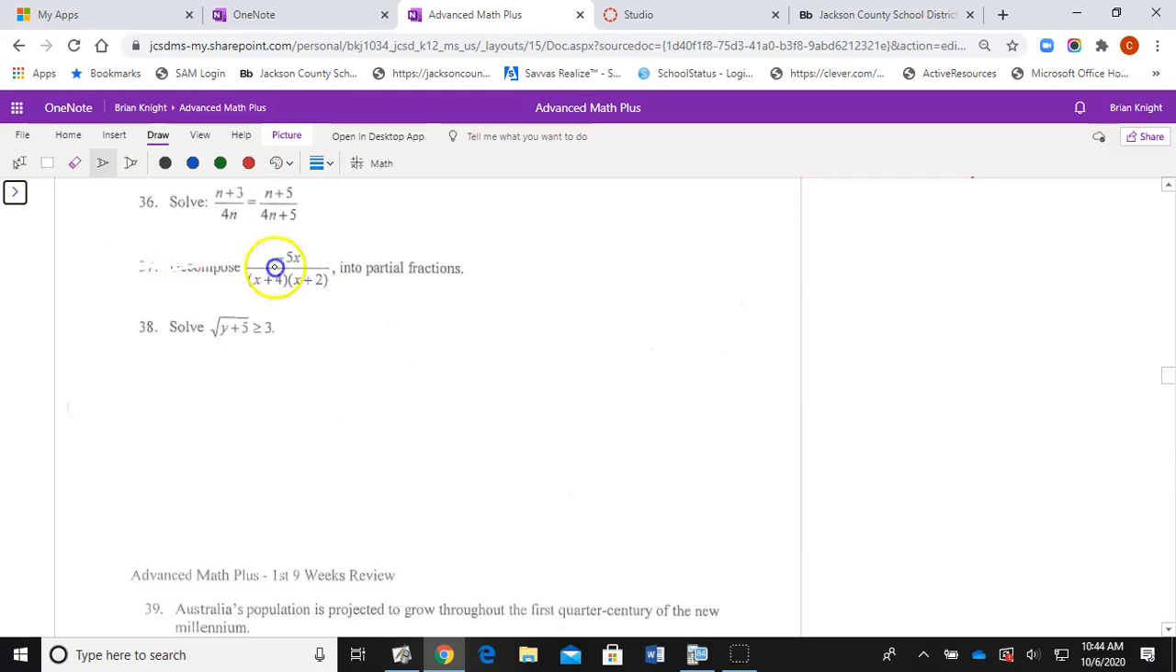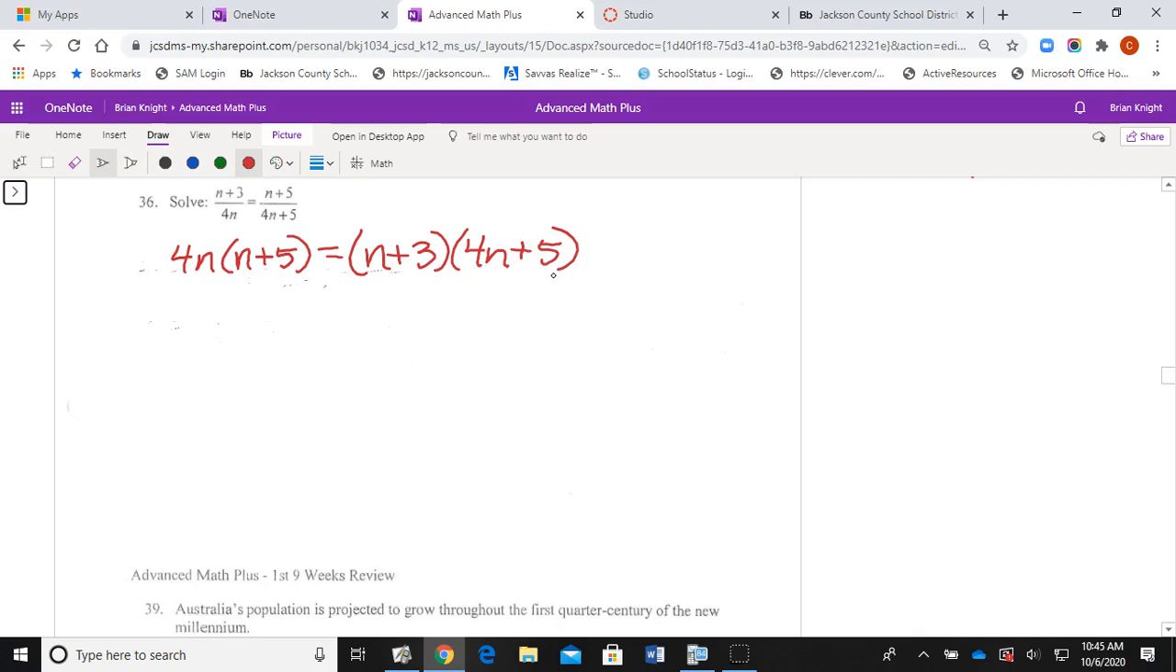So congratulations. Give me some room to work this 36. 36 is actually very easy. It's two fractions equal to each other. So what does that mean you do? Cross multiply. Exactly right. Piece of cake. Okay. So cross multiply. I'll go this way first. So we'll have 4n times n plus 5 equals n plus 3 times 4n plus 5.